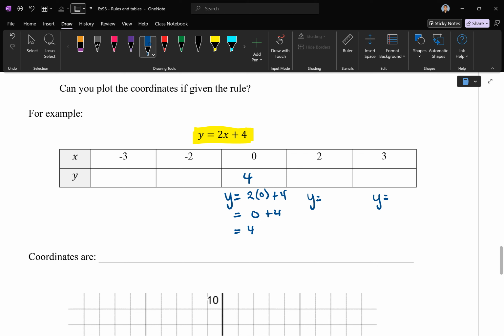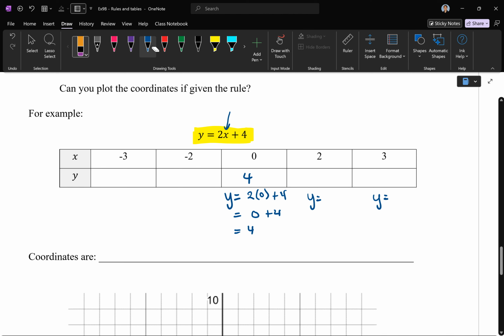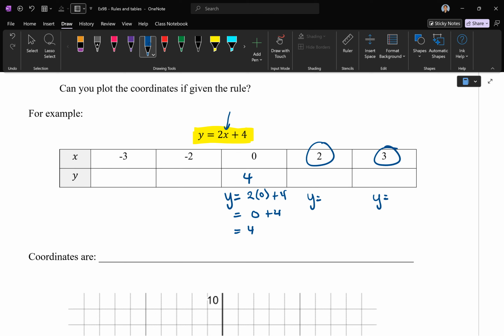According to the rule, whatever x is, double it, add 4. Right now they're saying x is negative 3, x is negative 2, x is 0, x is 2, x is 3. Find out y. The y rule was double x, and then you add 4.